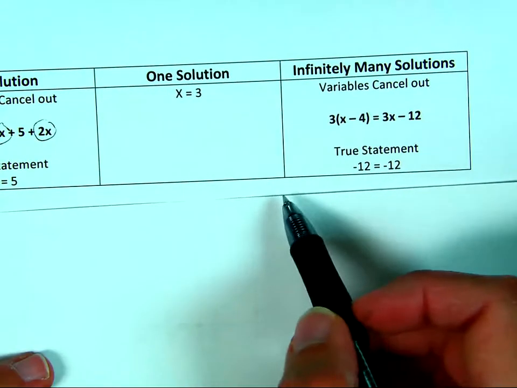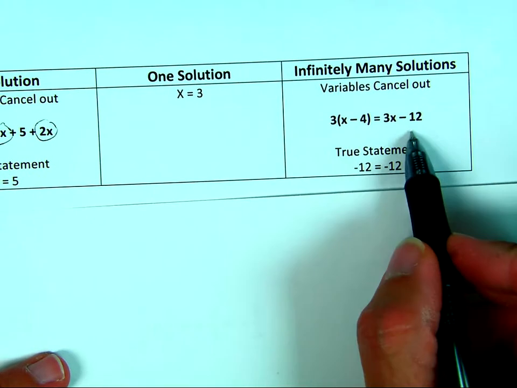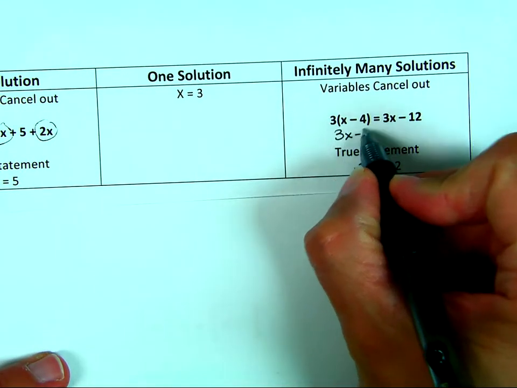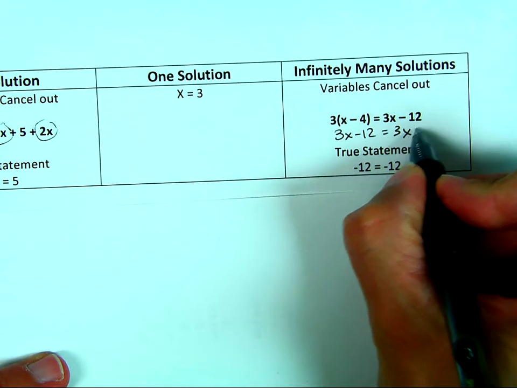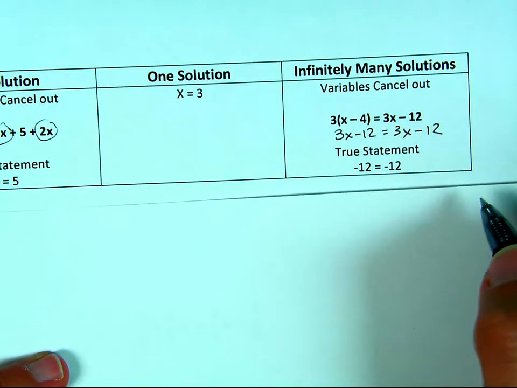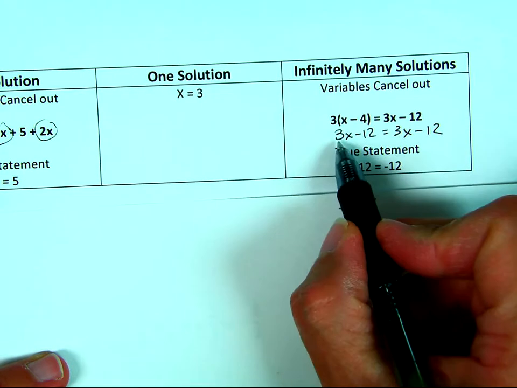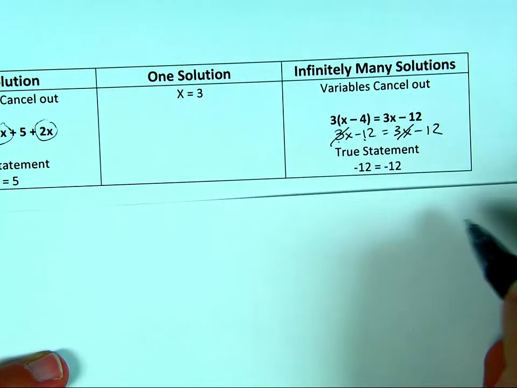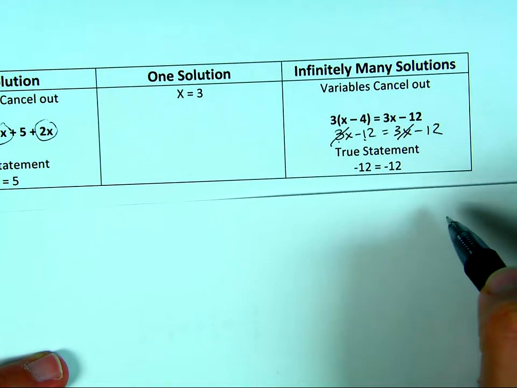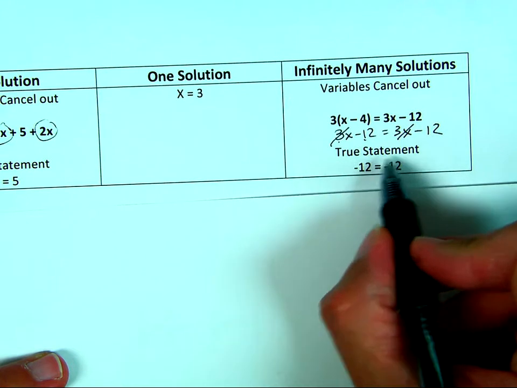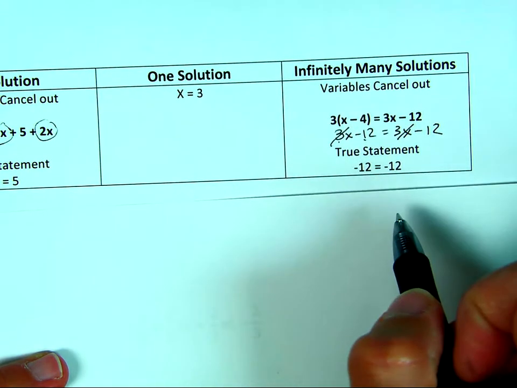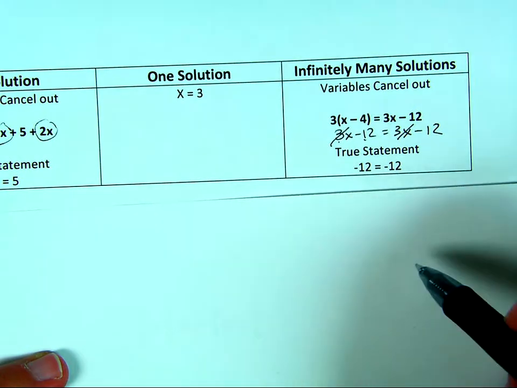How you get infinitely many solutions is when the variables cancel out, but you're left with a true statement. So if I distributed this, I would get the same exact thing on both sides. And that's the hint. When you get the same thing on both sides, if I subtract 3x from both sides, they're going to cancel out. And I'm left with negative 12 equals negative 12, which is true. Negative 12 does equal negative 12. So if you're left with a true statement, then you have infinitely many solutions. That means you could plug any number you wanted in there and it would be true.